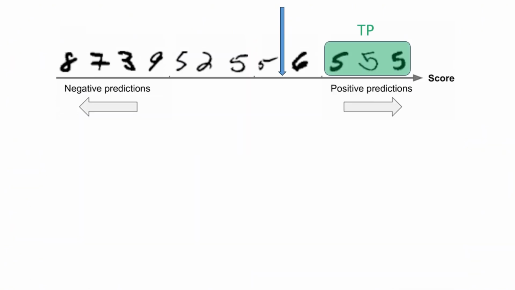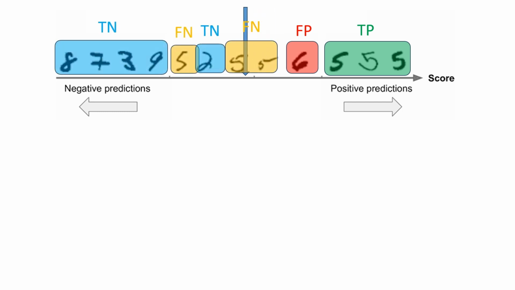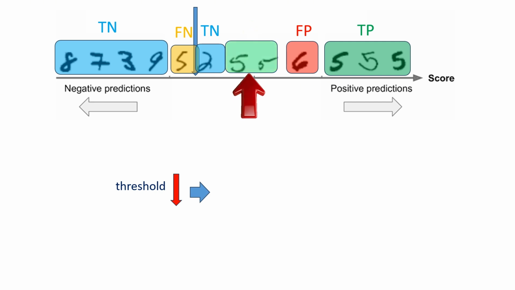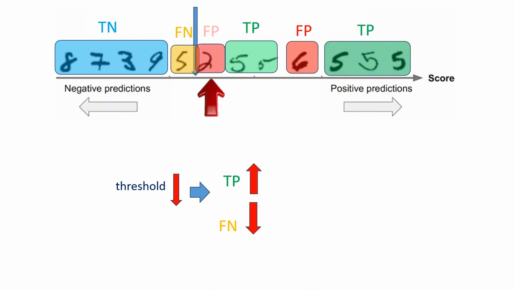Back to our example. Let's see what happens if we lower the threshold. As we lower the threshold, many samples with lower scores will now be classified as positive. As a result, some false negatives will turn into true positives. However, lowering the threshold may also cause some true negatives to be misclassified as false positives. In other words, TNs decrease while FPs increase. Now let's examine how lowering the threshold affects key evaluation metrics like recall, FPR, and precision. When we lower the threshold, both TP and FP increase.